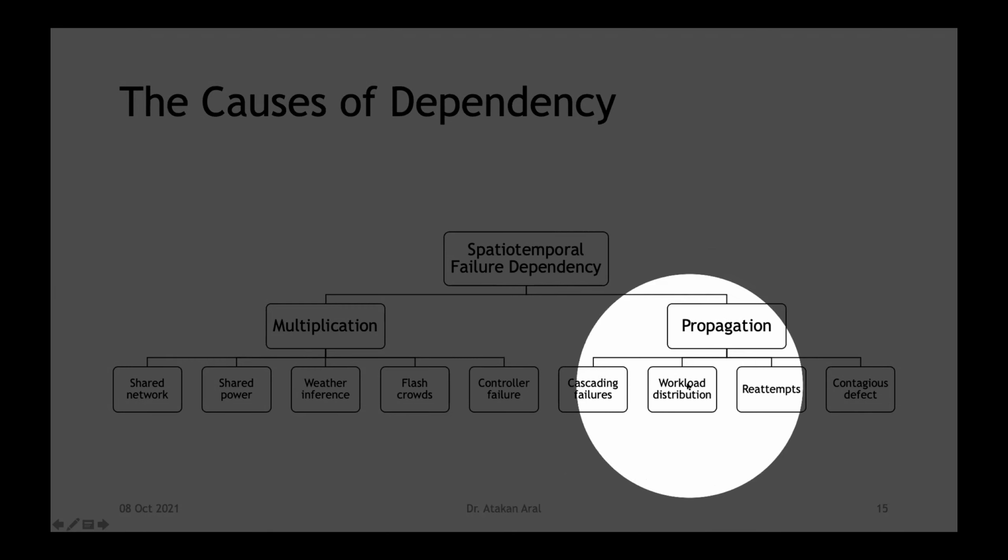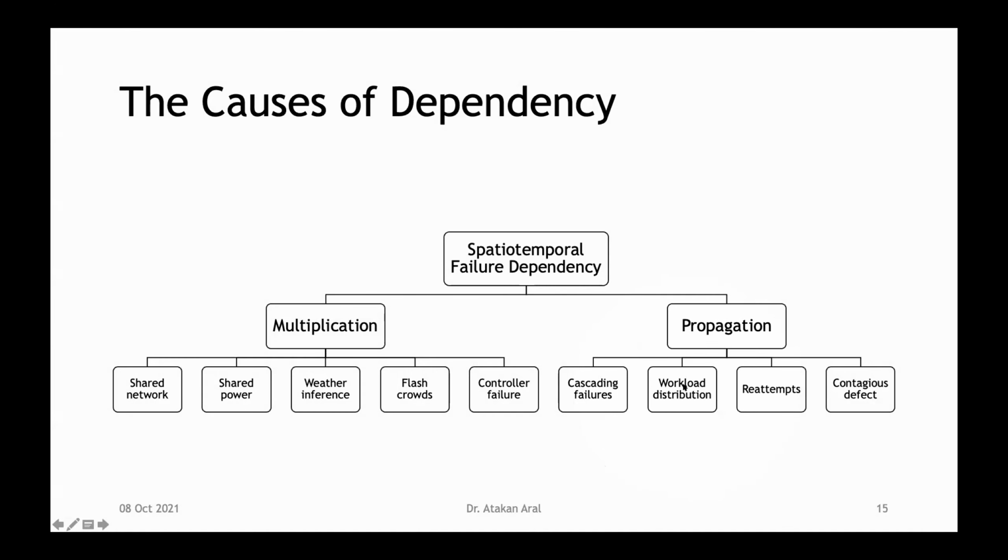For example, one reason is workload distribution. You have a certain workload, and when one of your copies or replicas fails, you redirect your workload to the other one, and then this one is overloaded and it fails again. Then you go to the next one and so on. Or it could be reattempts by the user. This is something similar, but when the users don't have access to the nearest edge node, they are automatically routed to the other one and they reattempt the same task there. And as a result, this one is overloaded. Or it could be something contagious, like a computer virus, for example, propagating from one node to another. So these are the main reasons of dependency.